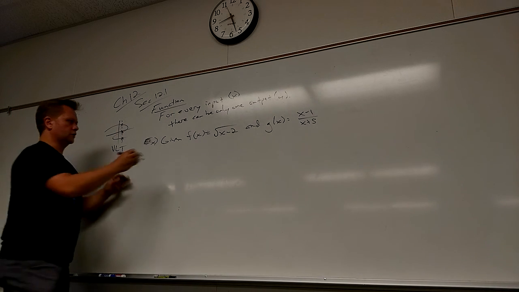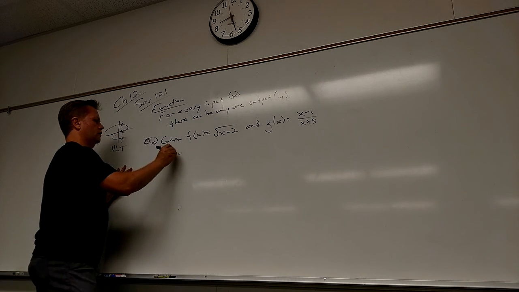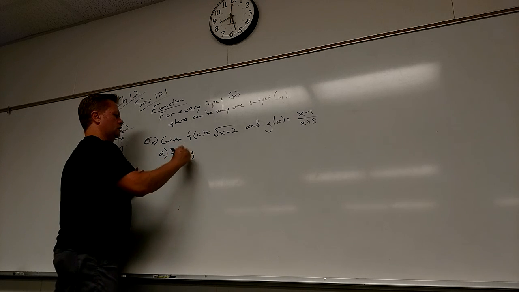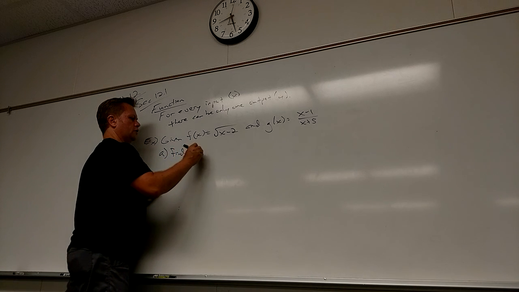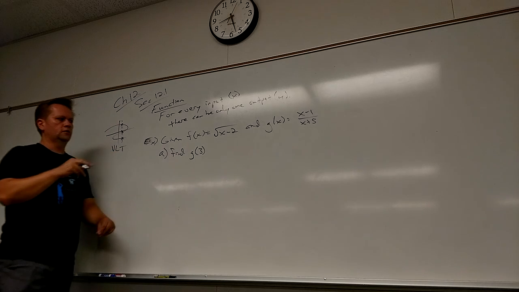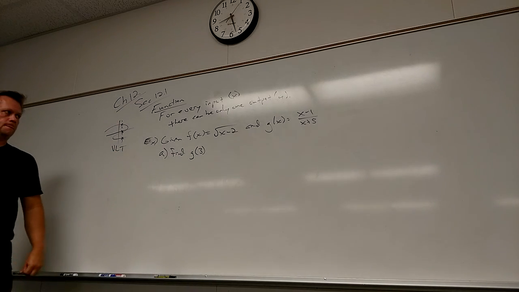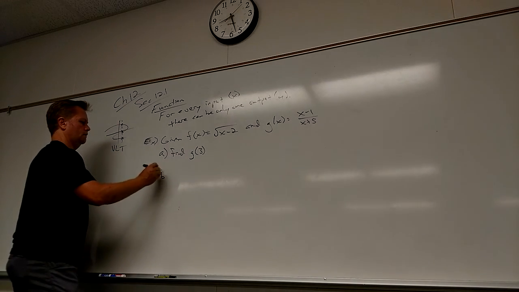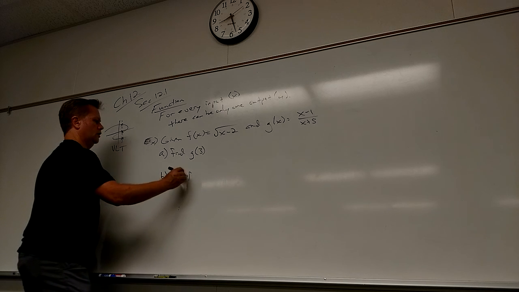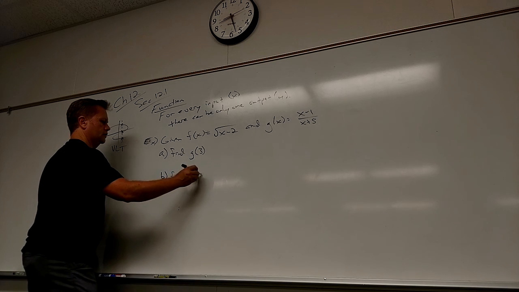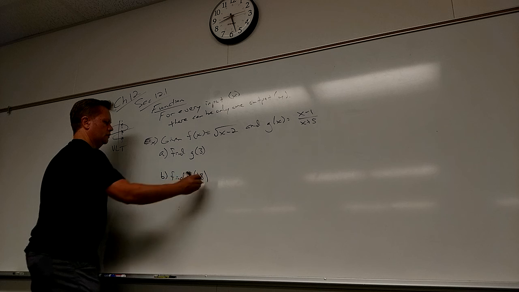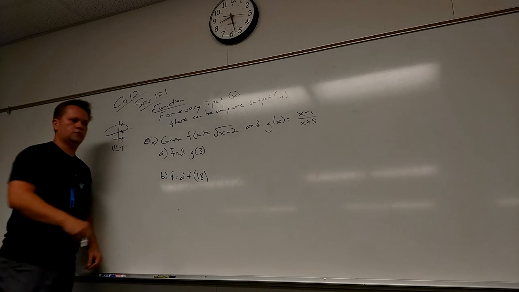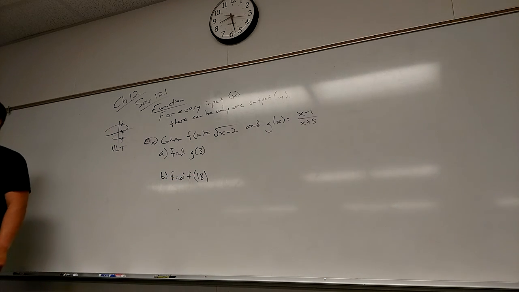Let's start off with an easy one. Find g of 3. b. Find f of let's say 18. All right, so can we do those two things? Again, this is still review.